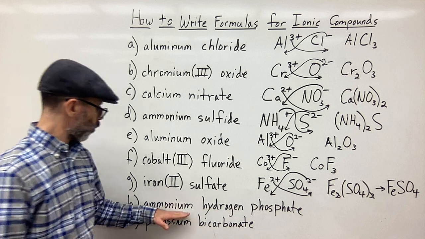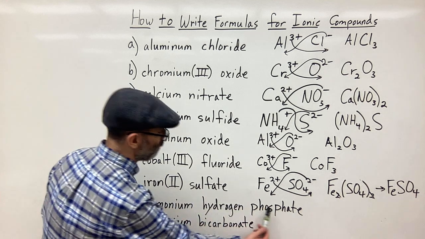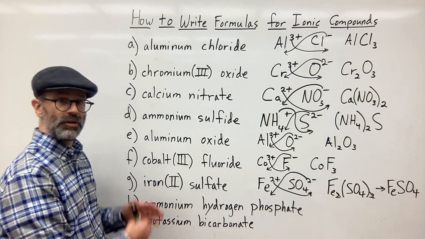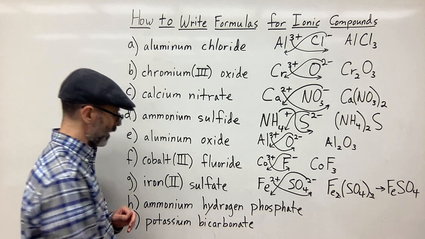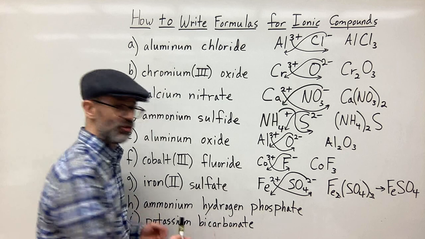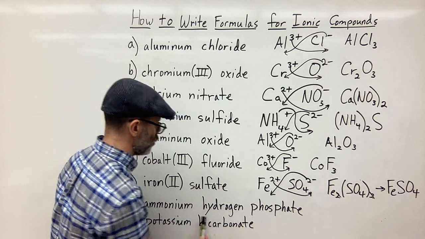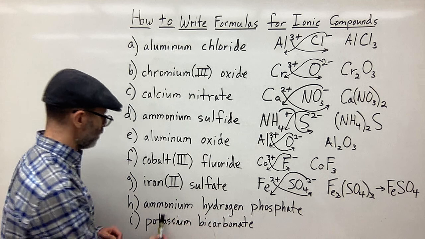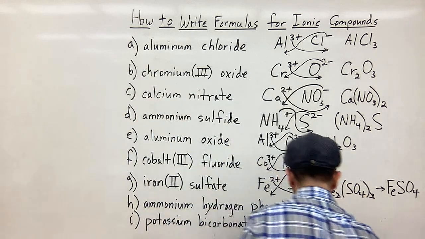Next, we have ammonium hydrogen phosphate. So look, it looks like we have 3 names, but remember there's only 2 ions. So the first name is your first ion. The rest of it is your second ion. This is a polyatomic ion you need to know. So again, ammonium, same as before. Ammonium is NH4.